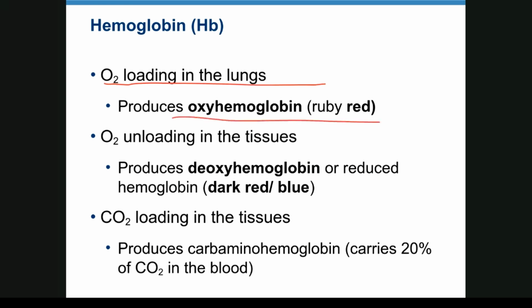But when you get out to a low oxygen area, such as the tissues, let's say our big toe, the oxygen unloads to feed the toe. And then as it's going back in the venous blood, it's a darker red or blue because now we have deoxyhemoglobin. It's been reduced instead of oxygenated.